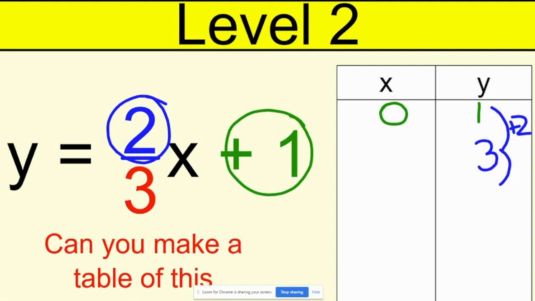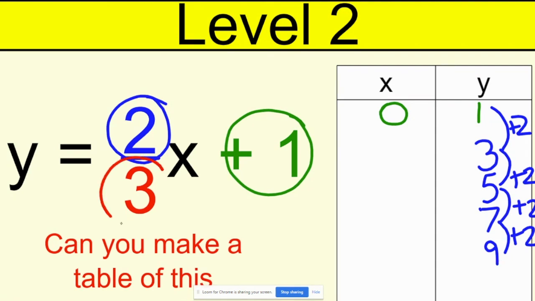Then I'm going to go up by 2 again, which makes the next number 5. Then up by 2 again, which makes the next number 7, and then up by 2 again, and that makes the next number 9. Now, if you're wondering why it's up by 2, that's because this is a positive 2, it is not a negative 2. Next, I'm going to be looking at the change in x, which is also a positive 3.